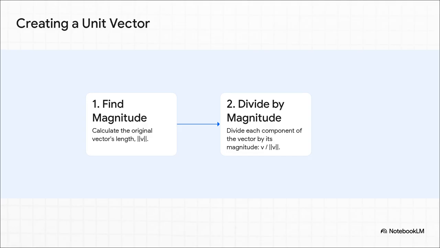First, you calculate your vector's current magnitude. We just learned how to do that. Then, you simply divide each of the vector's components by that number. What you're left with is a brand new vector that points in the exact same direction, but now its length is perfectly scaled down to 1.